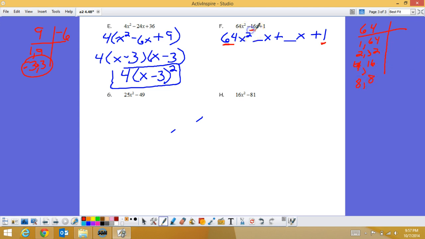And we want those to add up to negative 16. So we're going to use the 8 and the 8. And they're both going to be negative.